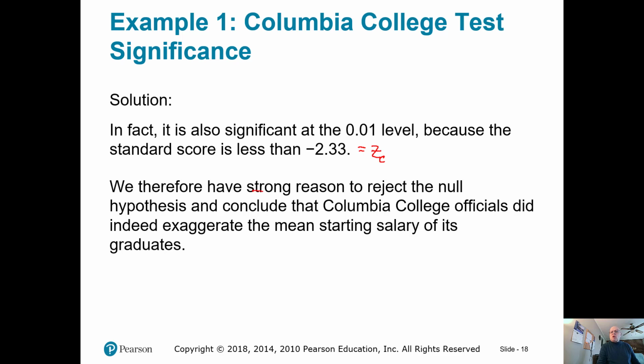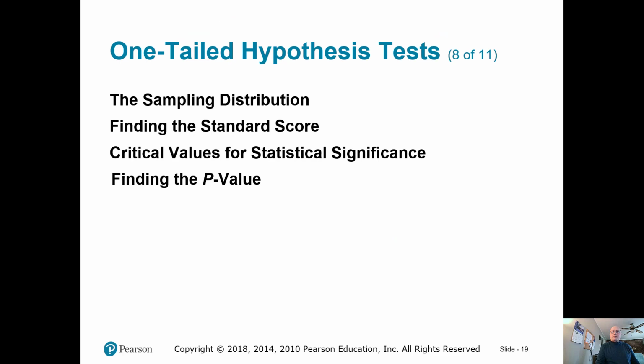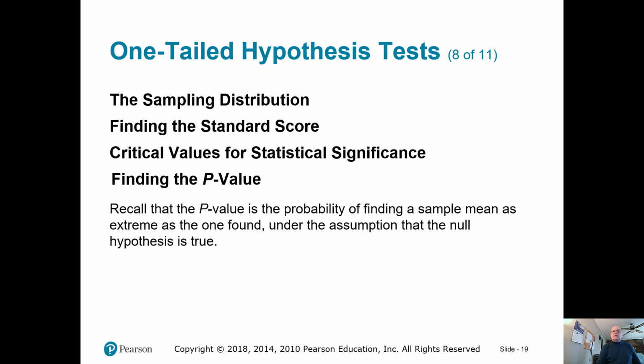So we have a strong reason to reject the null hypothesis. So we believe that the starting salary average was exaggerated. Next, that's using critical values. How about using p-values? That's the one that I said we would sort of emphasize, although you can do it both ways.